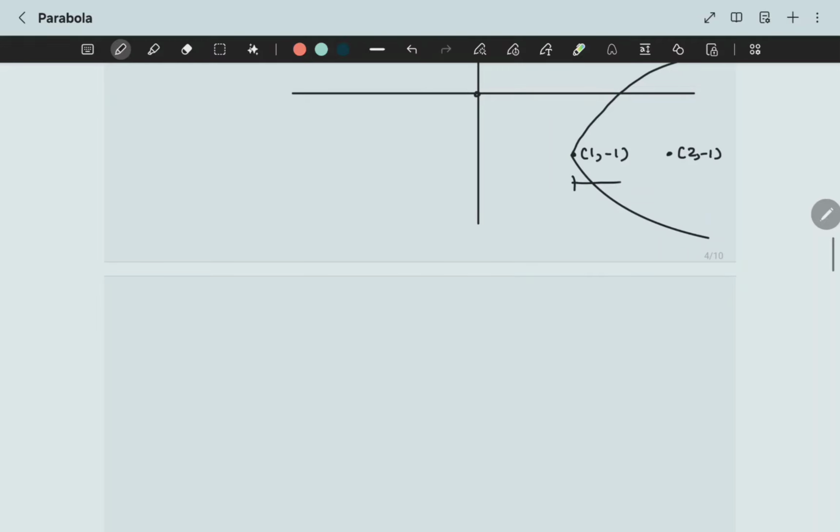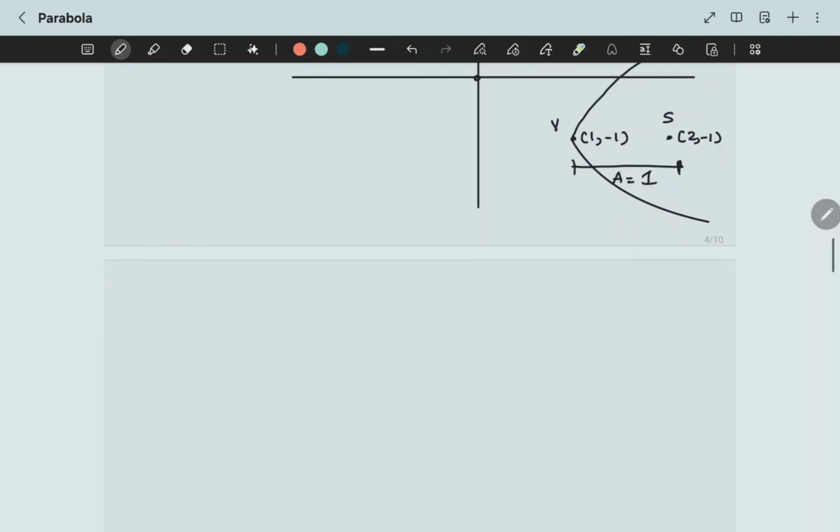Now very simple. a is the distance between the vertex and the focus, that is 1. So the equation of the parabola should be of this format: (y minus k) whole square, or y minus, what is the y coordinate of the vertex? It is minus 1. So (y minus of minus 1) whole square is equal to 4 into a into (x minus h). What is h here? The x coordinate of the vertex is 1. So we get (y plus 1) whole square is equal to 4 into (x minus 1).